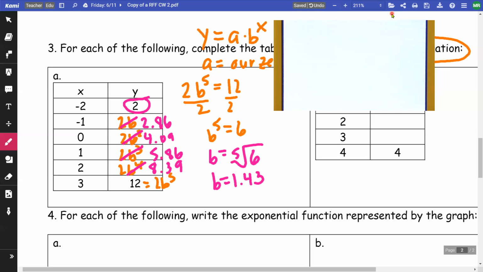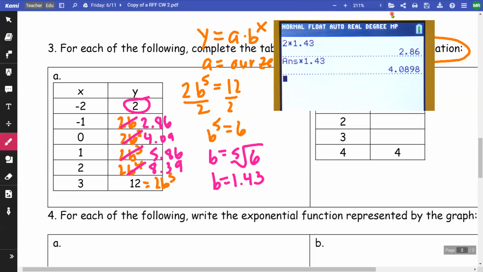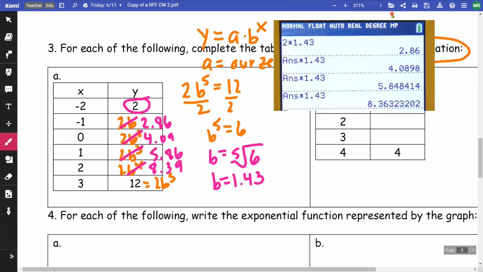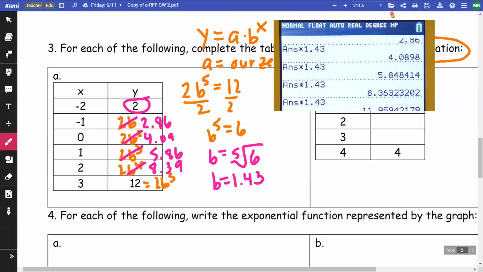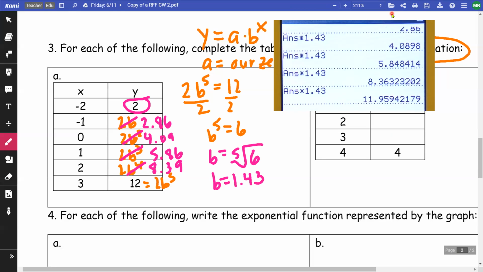Now, if I did it and I go 2 times 1.43, and I keep timesing by 1.43, and I keep timesing by 1.43, you're going to see that I am not going to get exactly 12 here. So if you're trying to double check and you are using the approximation 1.43, you're going to get rounding up to 12, but you're not going to get exactly 12. Okay.